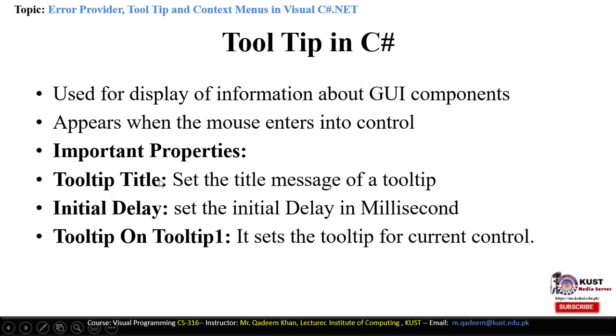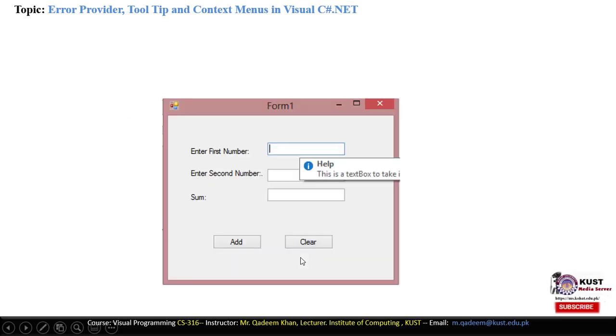There are three important properties of the tooltip. First one is the tooltip title. It sets the title or the message for a tooltip. Second important property is the initial delay. It sets the initial delay in milliseconds, so after that delay the tooltip will appear. Third one is the tooltip on tooltip1. It sets the tooltip for the current control, that means that the current control has the tooltip. Now this is the example here. And for example, in the previous example, we performed the addition.